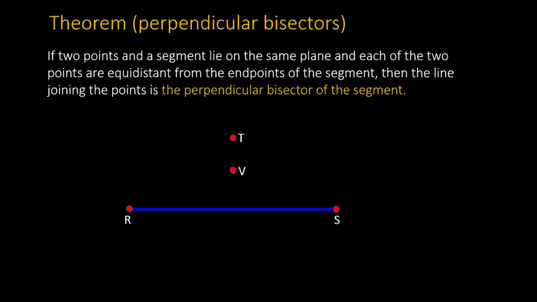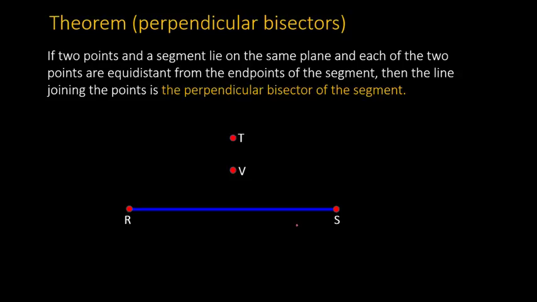Another theorem regarding perpendicular bisectors, kind of building on the converse. Before, we were talking about what happens if I've got a point that's equidistant to 2 points that form a line segment. What if I have 2 points? So I've got these 2 points, V and T, and this segment RS, and I'm saying they're all on the same plane.